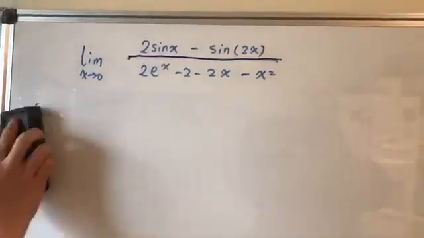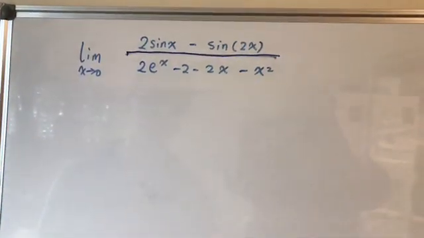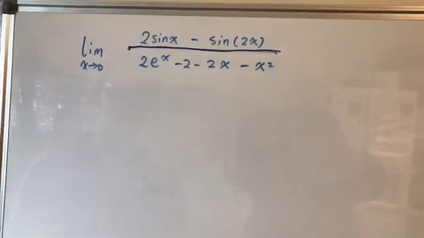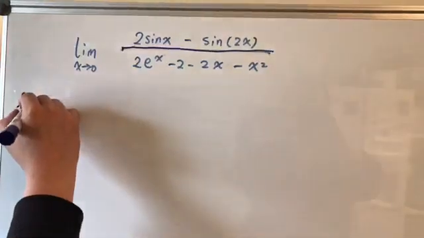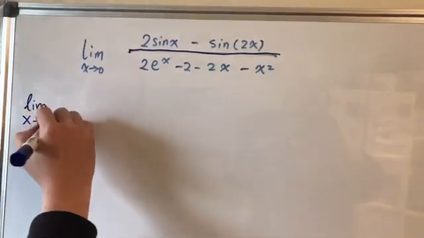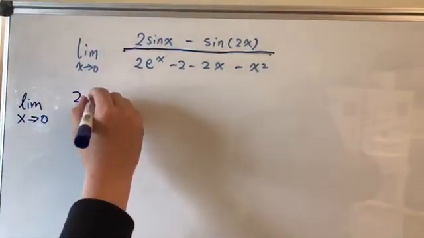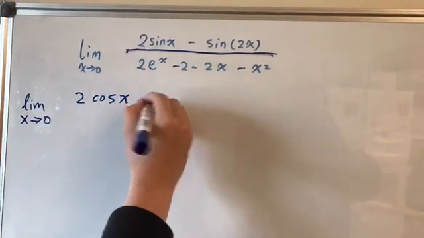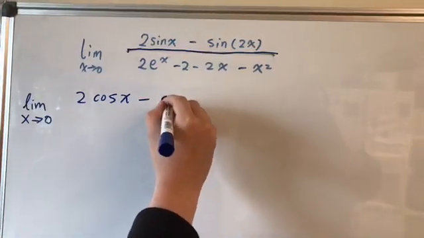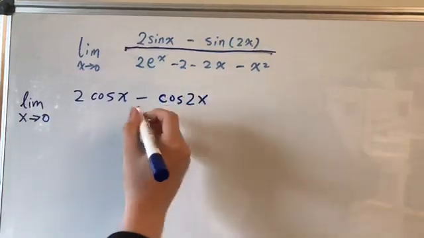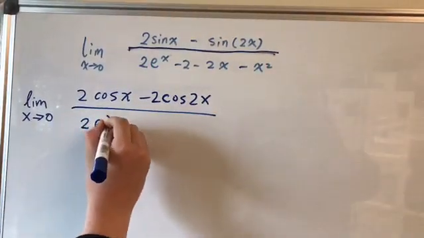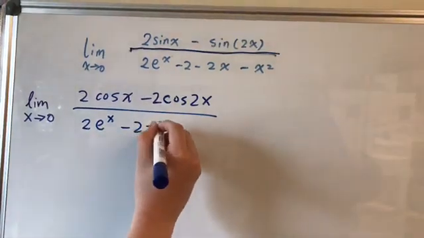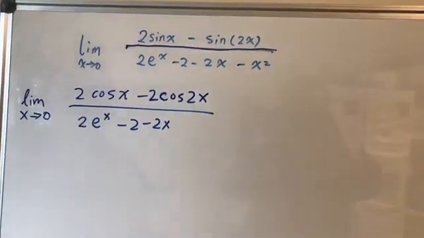So we can apply L'Hopital's rule for 0 over 0, and we have to differentiate the numerator and denominator. Let's see. Here's the first derivative. This is chain rule, so there's 2 in front. E to the x doesn't change. Constants are gone. We get this.